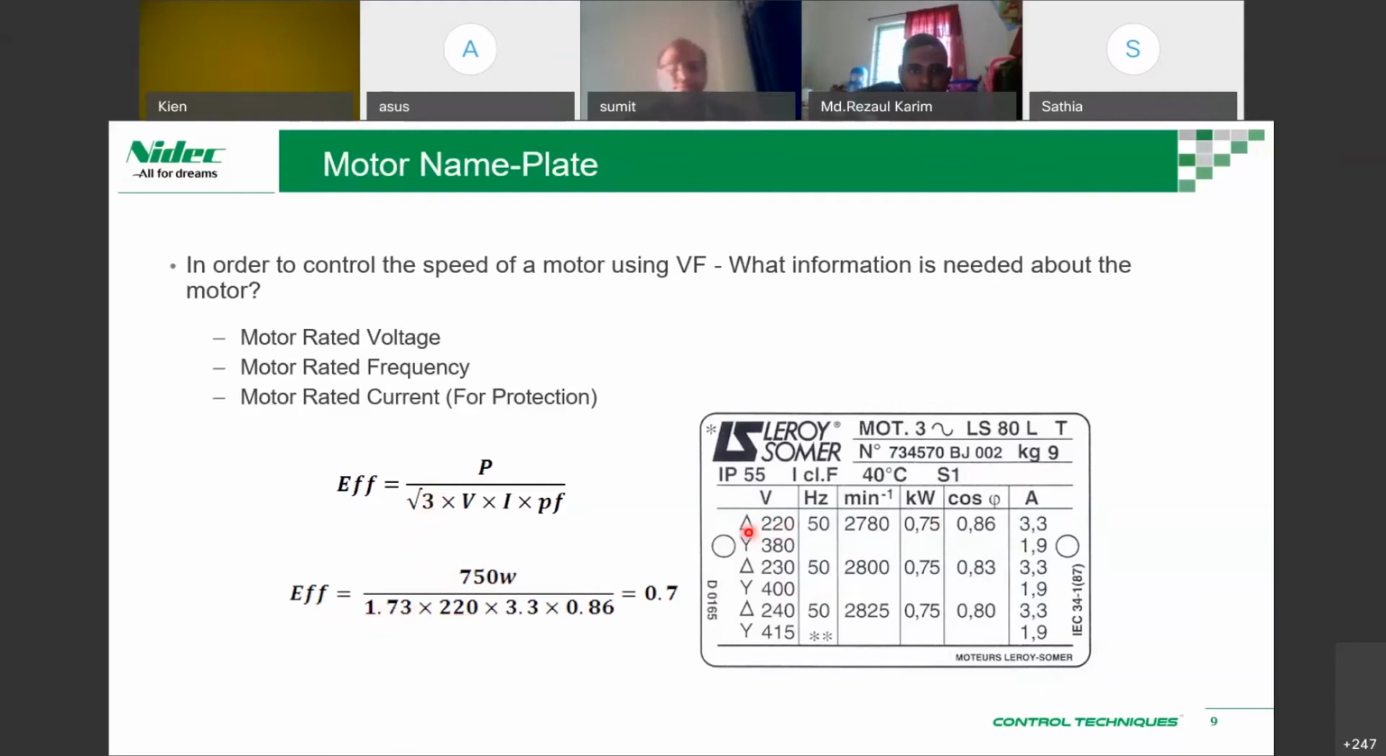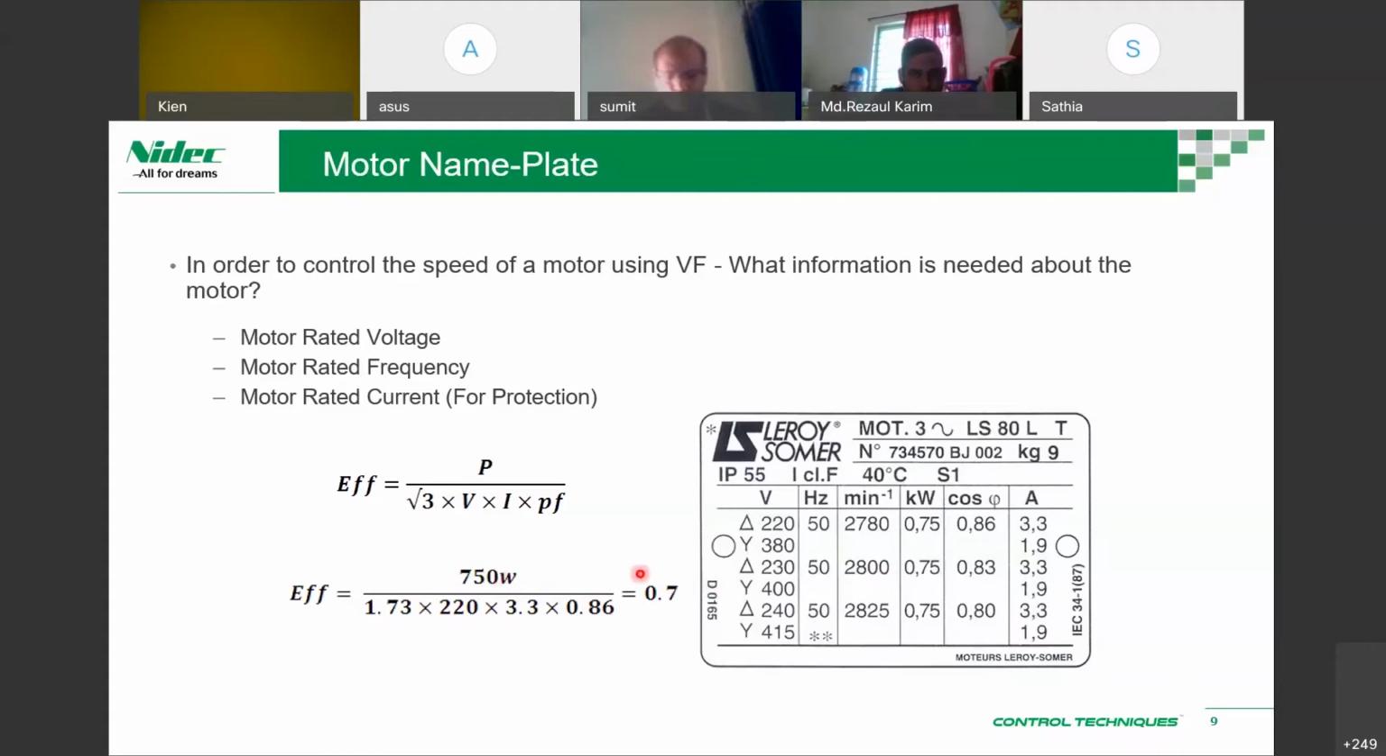Let's say we're using 220 rating. Okay, 220 voltage. And then the current rating is 3.3. That's the maximum that the motor is being rated to. And then we have the cos phi or power factor 0.86. So this calculation gives us 0.7, which is 70% efficiency, which means we supply 750 watts to this motor. It can give us 527 watts of mechanical power, which means we lose about 30% of the power that we input to the motor. I'm sorry.